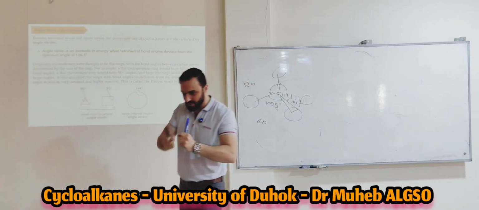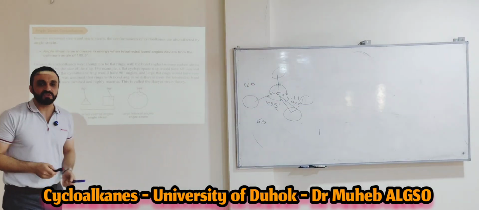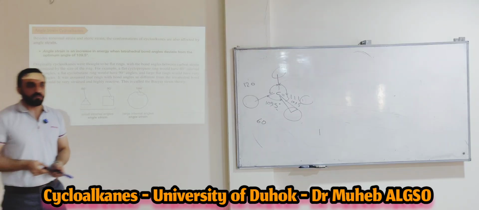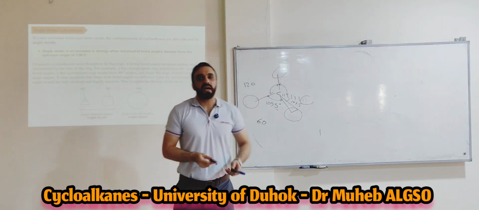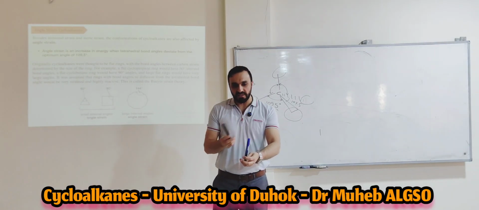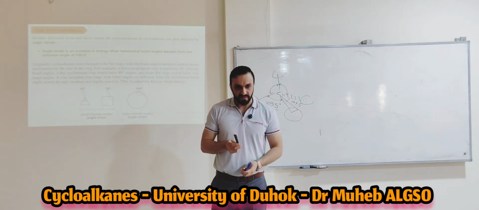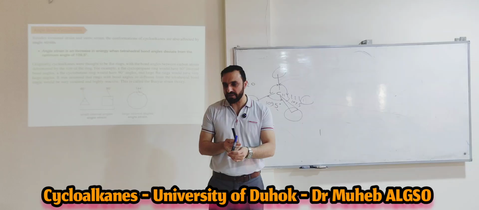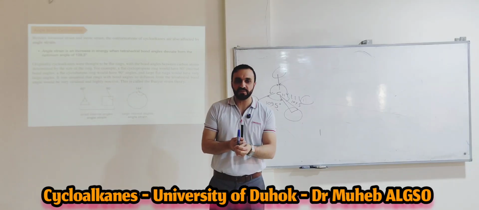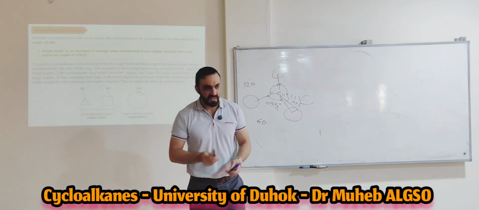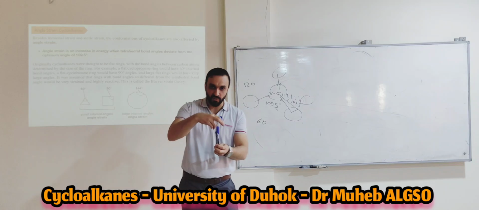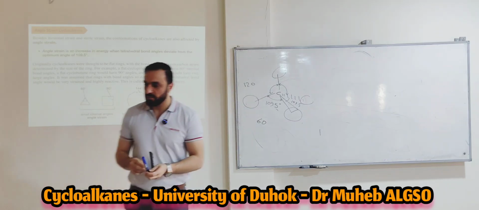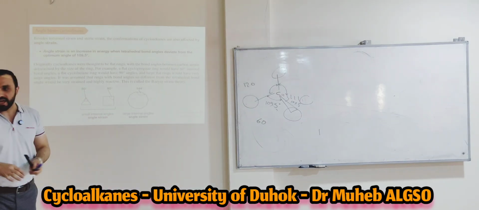Now here is the torsional strain, meaning twisting. It also affects the stability of the compound. Which one is more stable, the eclipsed or the staggered one, if you remember? The staggered conformation is more stable than the eclipsed. Why? Because of the steric effect between the groups. Not our subject now, but this is the idea.